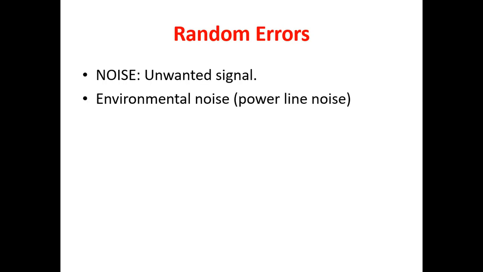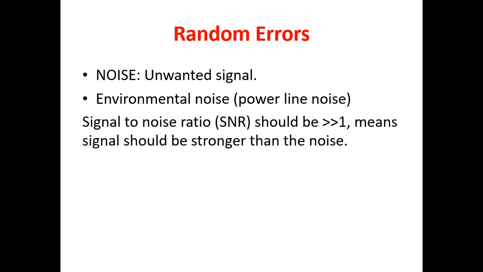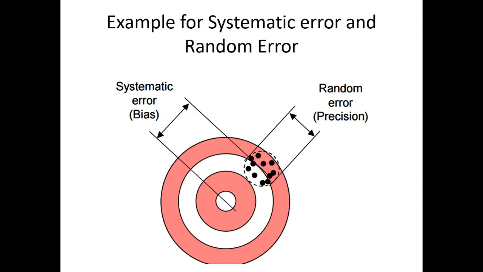Random errors are noise or unwanted signals whose origin we cannot define. There are also some environmental noises. That's why it is always better to keep the signal to noise ratio far greater than 1, which means that the signal should be stronger than the noise.